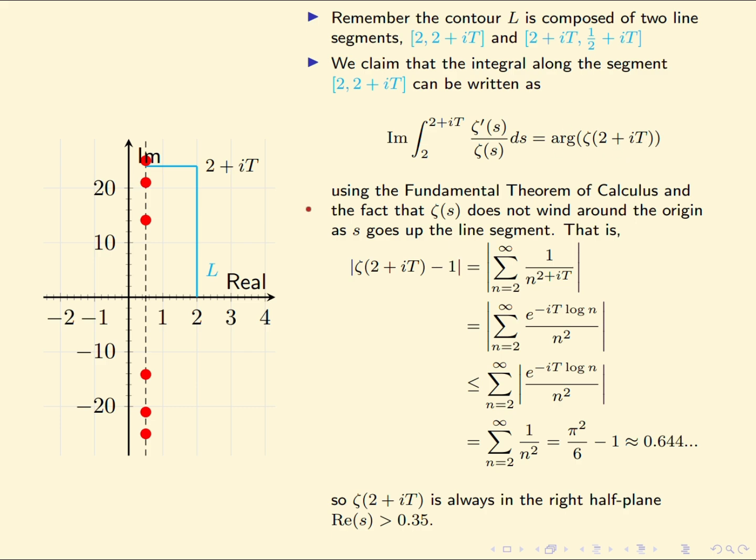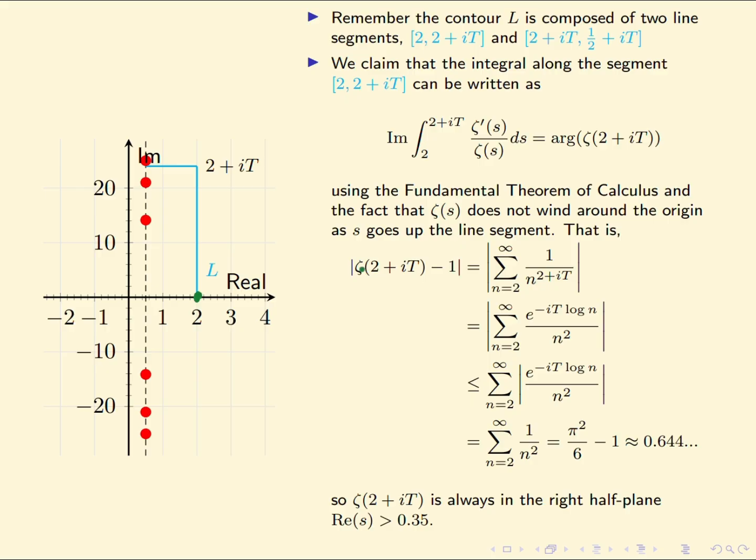And really what I mean here is that as I travel the entire line up from here to here, I'm going to have to count how many times I'm traveling around the origin. And zeta of 2, since we're starting here, zeta of, sorry, I probably shouldn't use red here because of the zeros. If I start at zeta of 2, then the output is just a real number, so the arg is just 0. That's why I'm saying it's just the arg of this point. But I'm actually going to claim that zeta of s, when you go along this line 2 plus iT, does not wind around the origin at all, as s goes up the line segment.